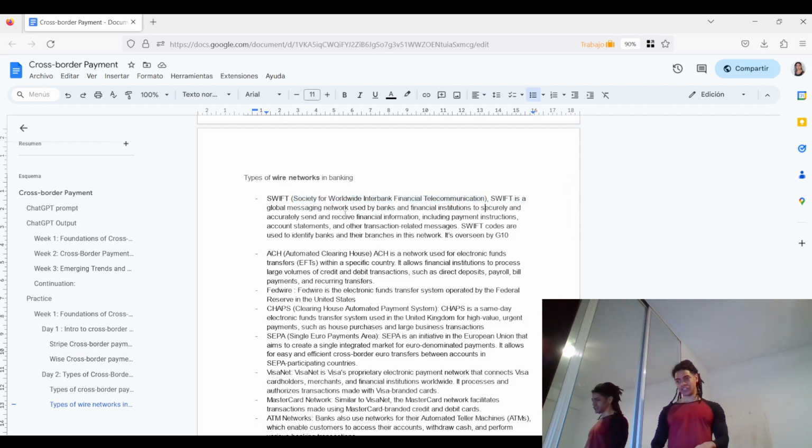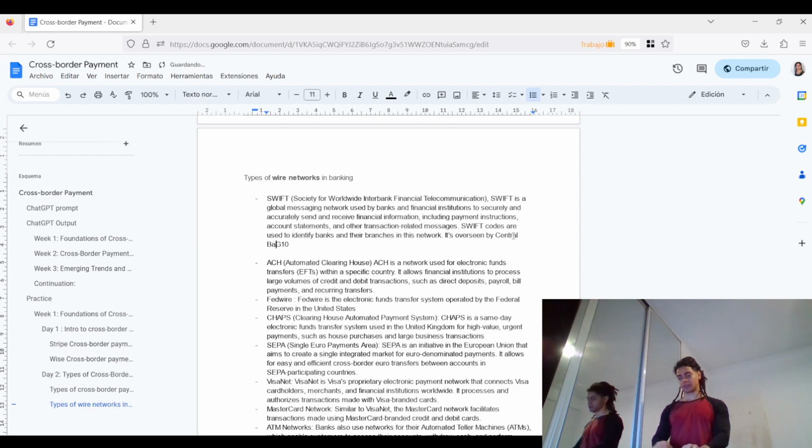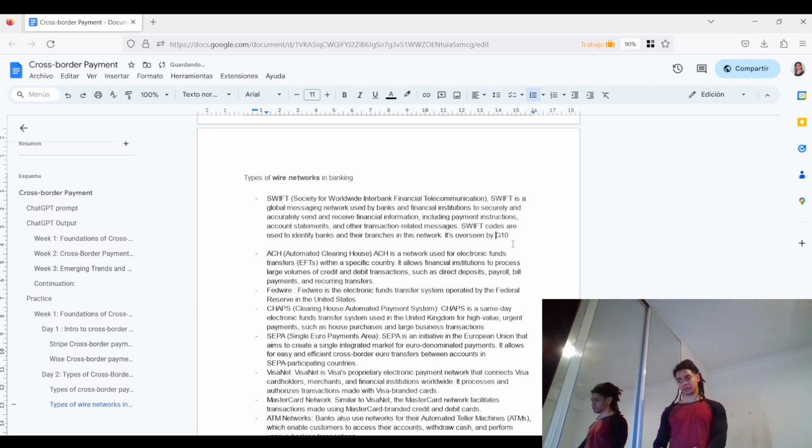SWIFT is a global messaging network used by banks and financial institutions to securely and accurately send and receive information, including payment instructions, account statements, and other transaction-related messages. SWIFT codes are used to identify banks and their branches in the network, and it is overseen by the G10 central banks.